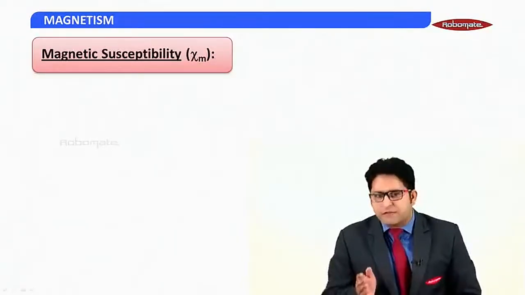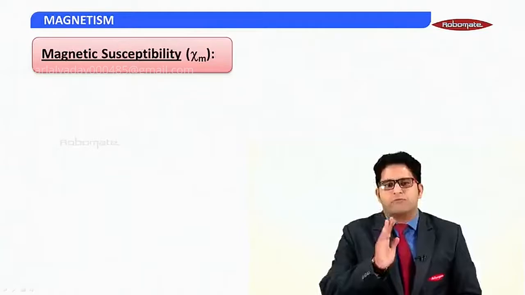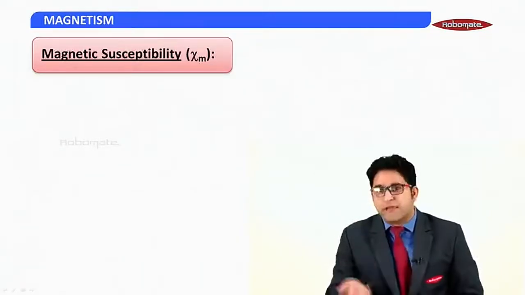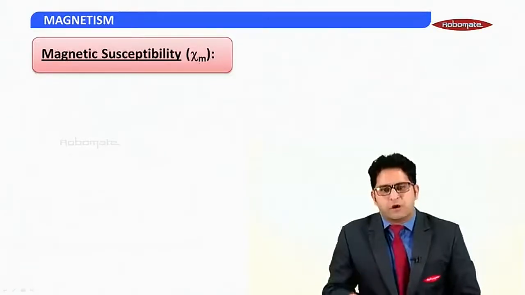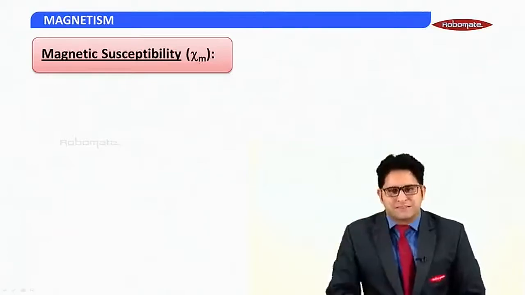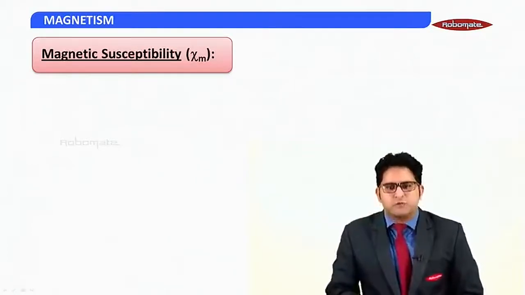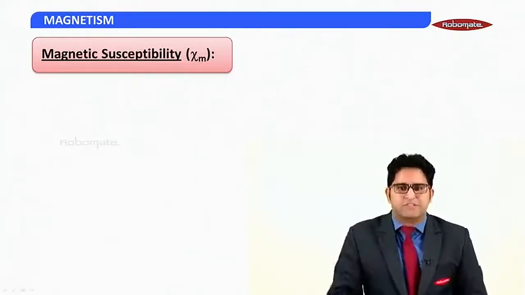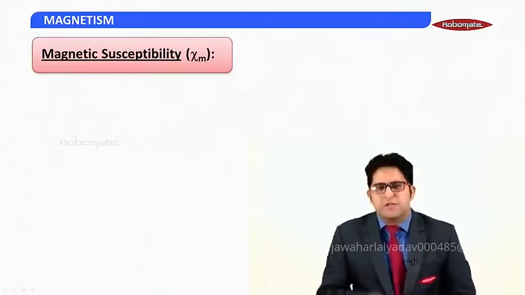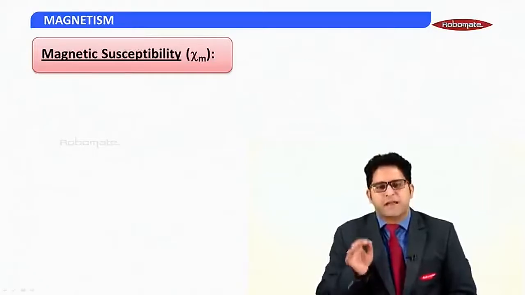Now students, in the previous two modules, we have already learned what is magnetic intensity and what is magnetization. Magnetic intensity was the ability of the field to magnetize the magnetic material. And magnetization was the ability of the magnetic material to get magnetized. The relation between these two quantities can be established by this term called magnetic susceptibility. So let us define it.